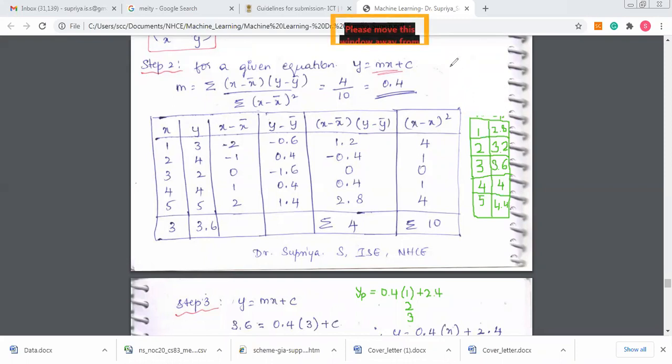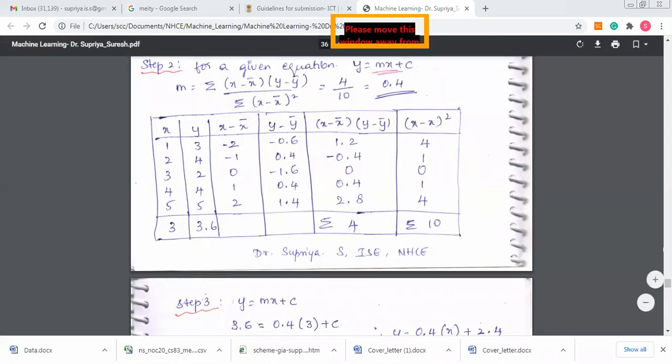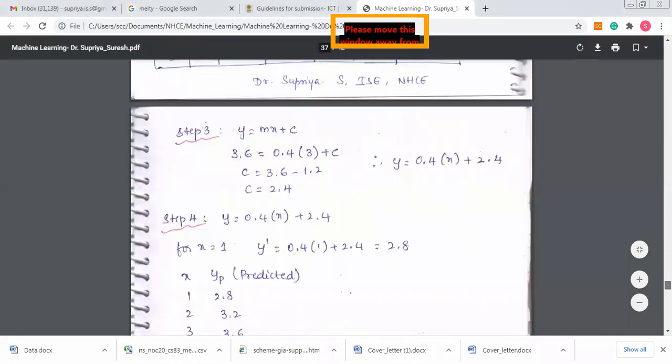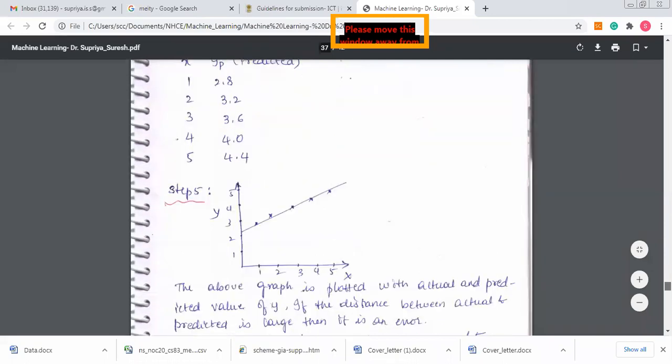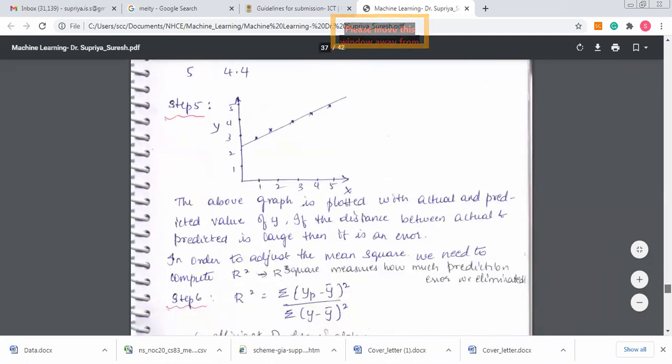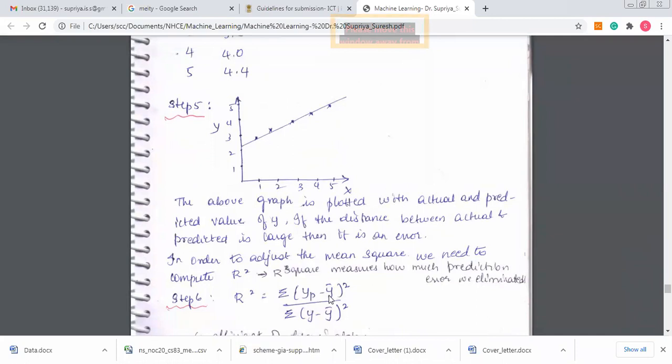Let me clear this and go down to show you the calculation part. So this is what we did. We substituted the values and we got this now. Then I just plotted these points over here to see how the linear regression line would come. And this is what we did. So the least square error is basically YP minus Y.